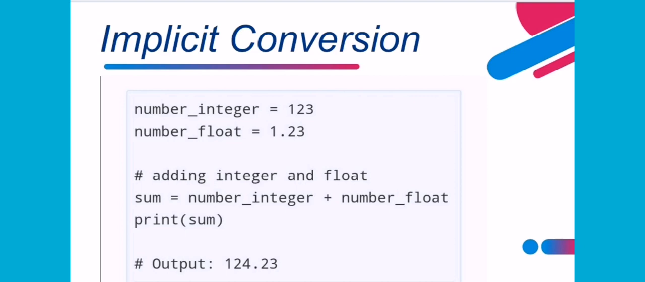124.23. Why? Because here we are adding an integer and a float. So Python automatically converts 123 to float before addition. The data type of the sum will also be float.